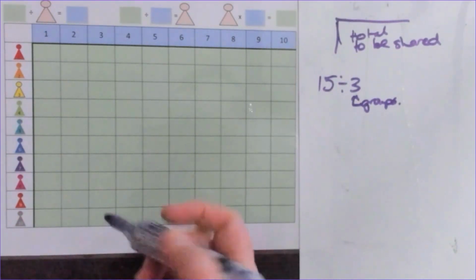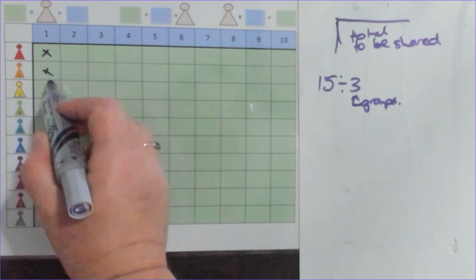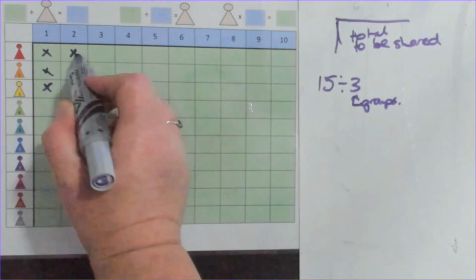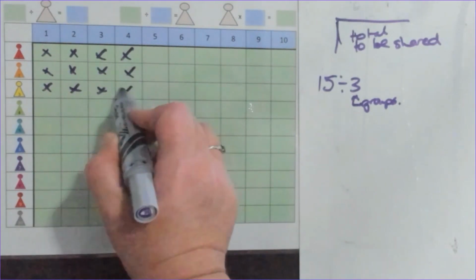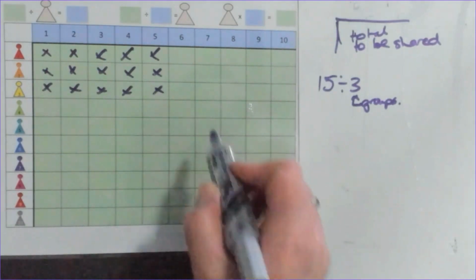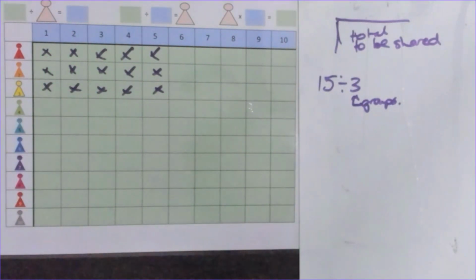So you can use counters or beans or whatever you want. So I've got 3 friends, here we go, they each get 1 lolly, they each get 2 lollies, 3 lollies, 4 lollies, and 5 lollies. And there I've used 3, 6, 9, 12, 15. So if you've got 15 counters, the students can move that into place there.